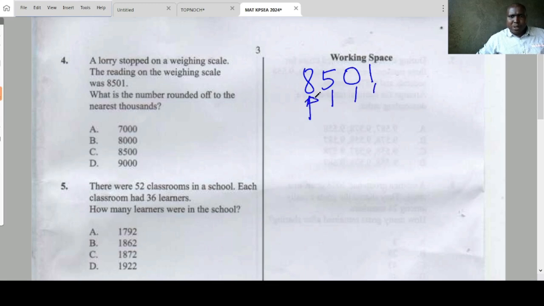When you reach the digit where we have the 1,000, check on the number in front. The number in front is 5. If the number is 5 or more, then it will increase this number by 1. If the number is less than 5, then that number will not increase. You write the number and you put the zeros. So this one will be 9000, because the number in front is 5, therefore it will increase this number by 1.